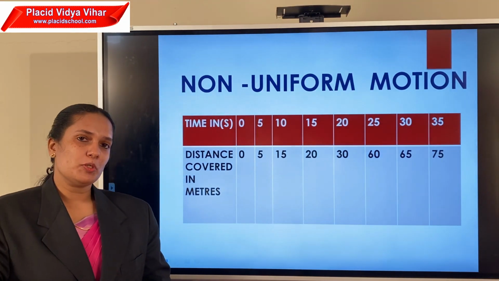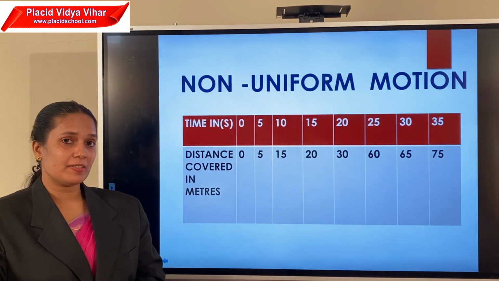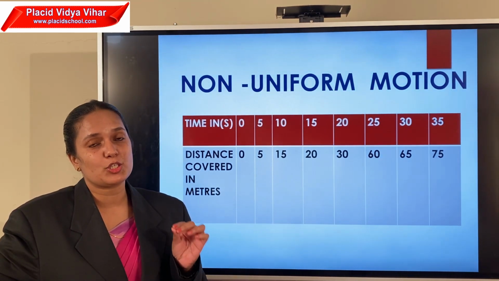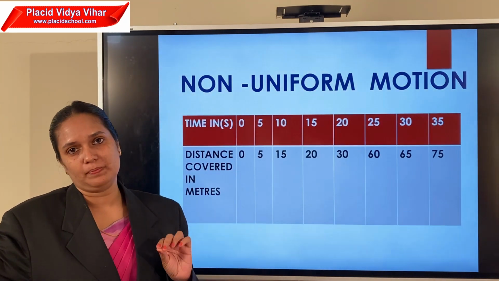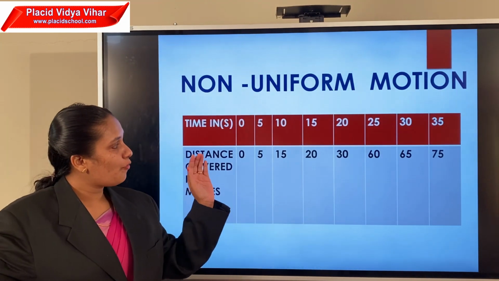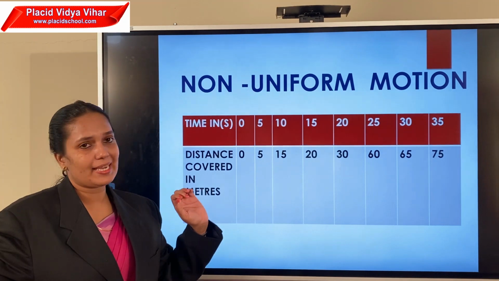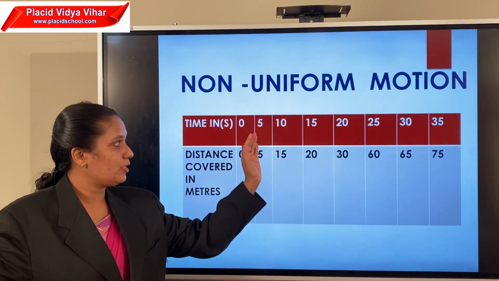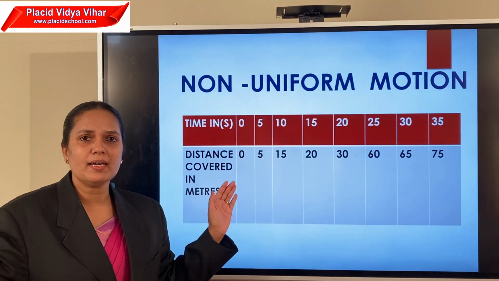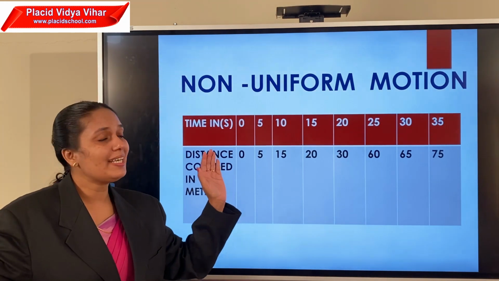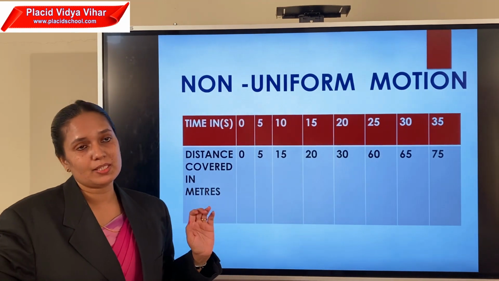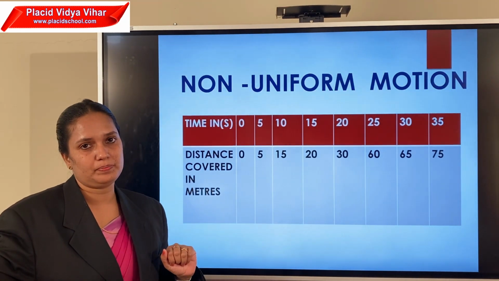Then what is non-uniform motion? If an object covers unequal distances in equal intervals of time, then it is said to be non-uniform motion. So here you can see a car covers 5 meter in the first 5 seconds, then 15 meter in 10 seconds, then 20 meter in 15 seconds, and so on. So here the car covers different distances, that means unequal distances in equal intervals of time. So it is a non-uniform motion.